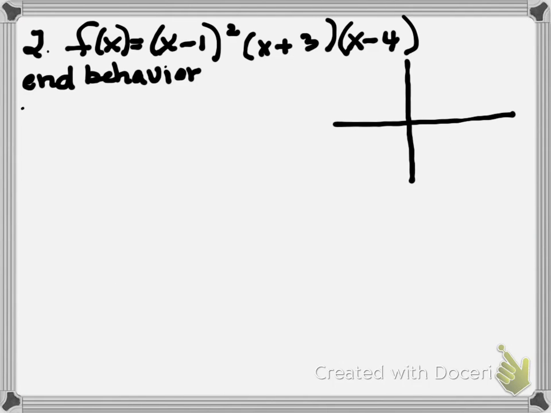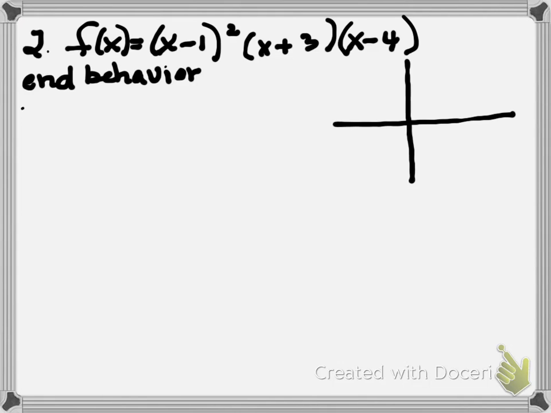So I have f of x equals (x minus 1) quantity squared times (x plus 3) times (x minus 4). Actually, I have the one that I have on the board as well. So if I was to expand all of this, x minus 1 times itself, times x plus 3 times x minus 4, this is going to be a polynomial function of degree 4.